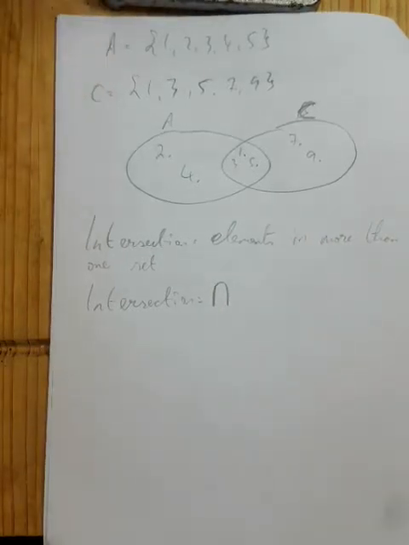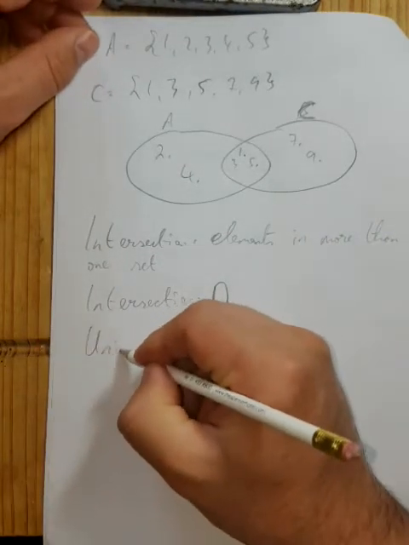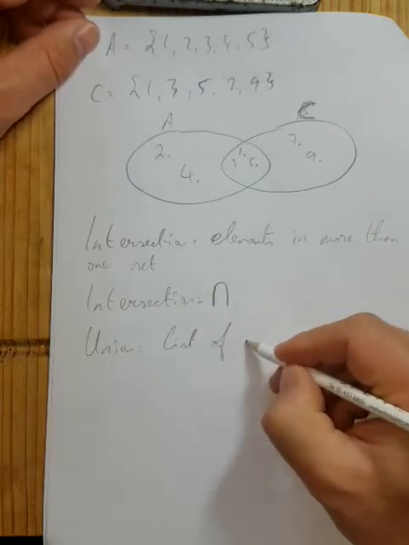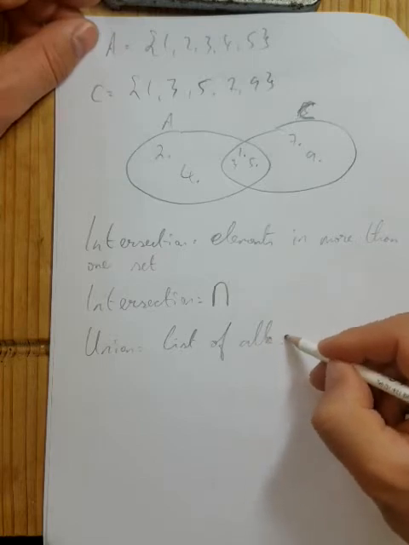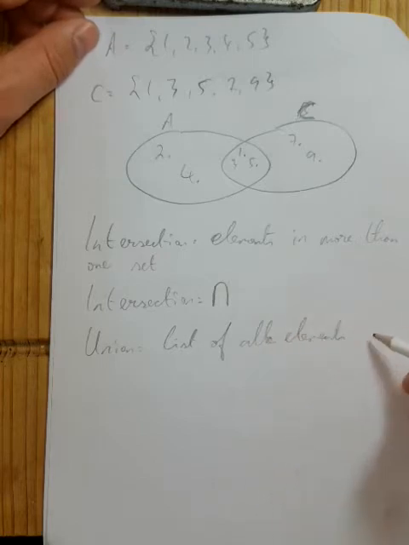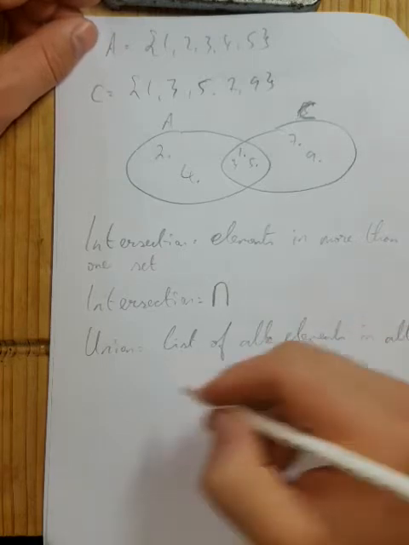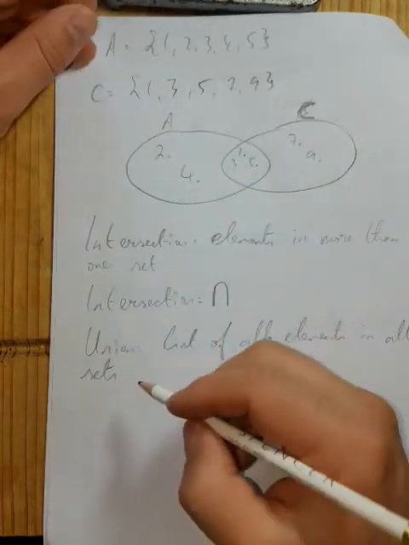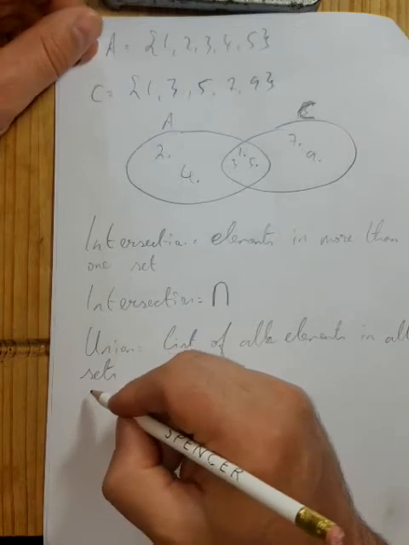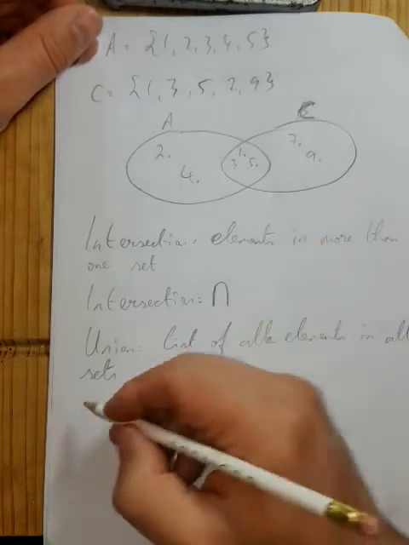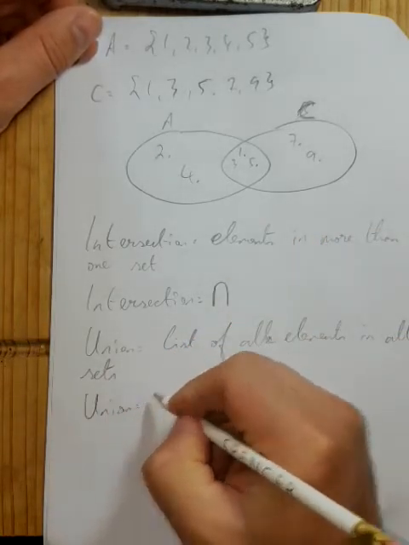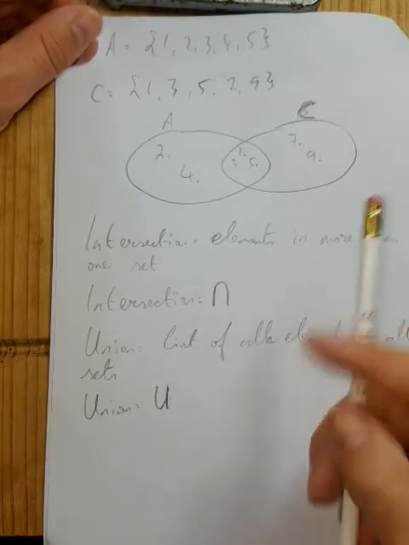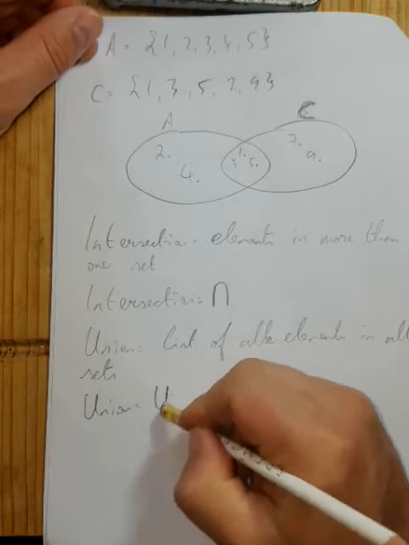Another thing I can have in a Venn diagram is what's called the union, which is the list of all elements in all sets. So we list all the elements in our set. So this is quite easy. Now, by the way, the symbol for this is a capital U. Well, sort of a capital U. It's not an actual capital U because that's a capital U with a little line. It's a capital U without the little line, okay?